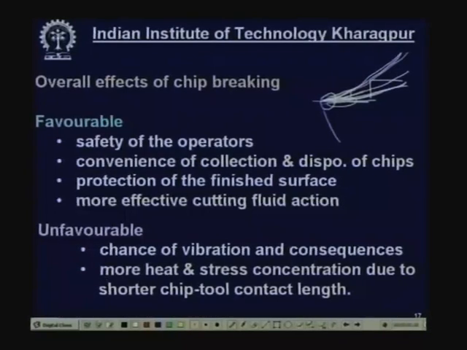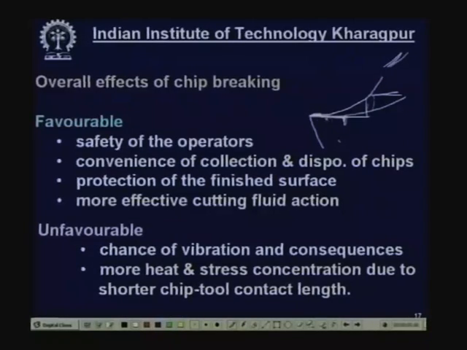More heat and stress concentration due to shorter chip-tool contact. Again I tell you, if the chip is obstructed by a heel, then this contact length will be very small because of this obstruction. Otherwise, it could go like this and the contact length would have been wider. If it is wider, then the stress and force will be distributed over a wider range. But if this heel is applied as an obstruction for chip breaking, then the contact length will reduce.